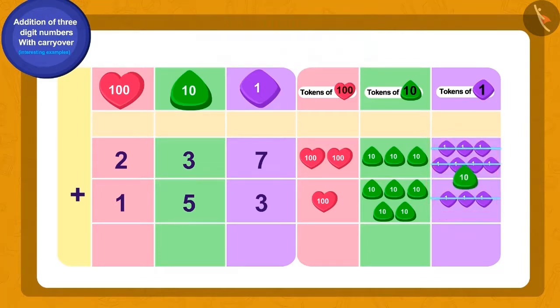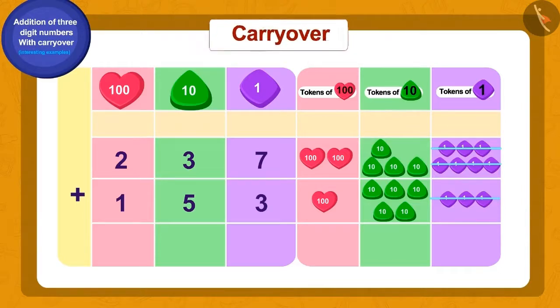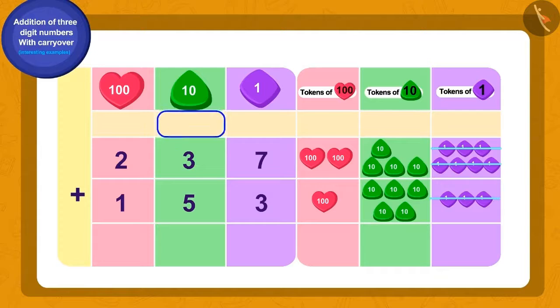Add 10 ones tokens, and to make 1 token of tens, we will write this 10 token along with the rest of the tens tokens. And using the carryover process, we will show it by writing a 1 in the tens digit place. Now we do not have any ones token left. So how do we write it now? We will write a 0 for this.